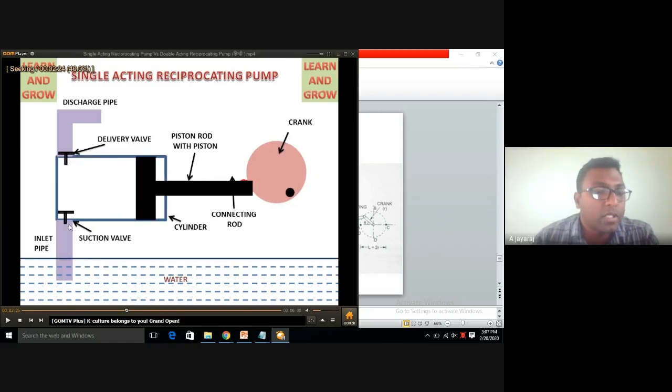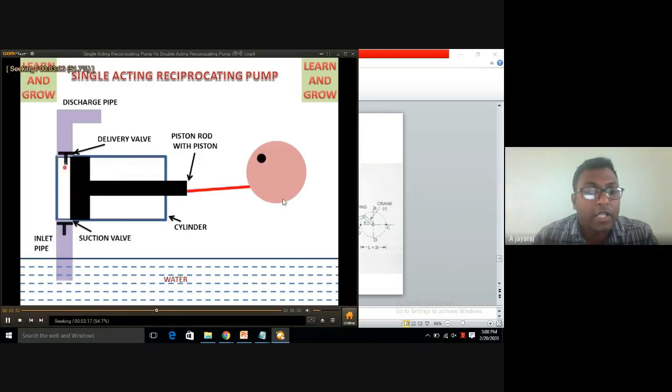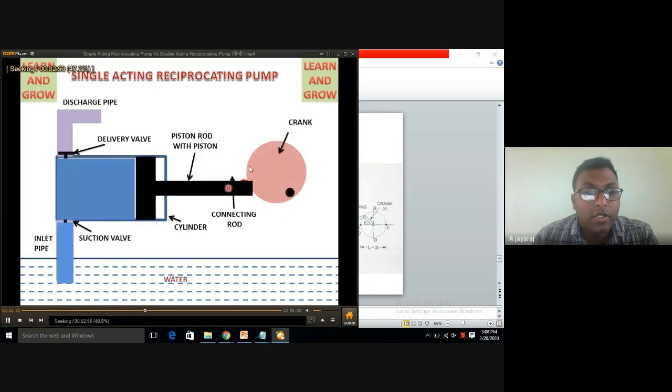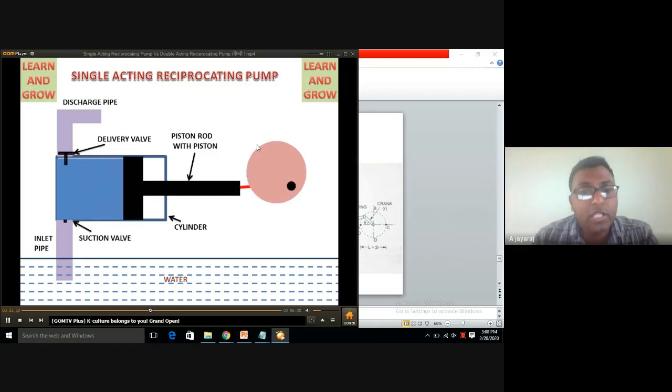So the valve opens and the fluid enters the cylinder completely. So this is called the suction stroke. Now the piston is completely retracted, the valve is opened, so oil completely fills the cylinder. And next, when it rotates by another 180 degrees, the first 180 degrees of retraction is the suction stroke, and the next 180 degrees is what?